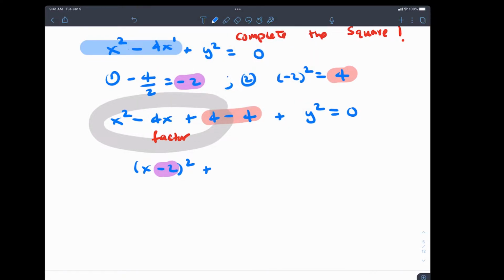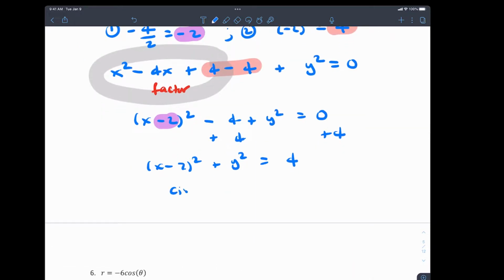Then you say what? What do you have left? I got to get my eraser, which don't forget, you really have -4 plus y squared. And as before, you add your 4 to both sides here. So you're now going to get (x minus 2) squared plus y squared is 4. Now you say, what is this?